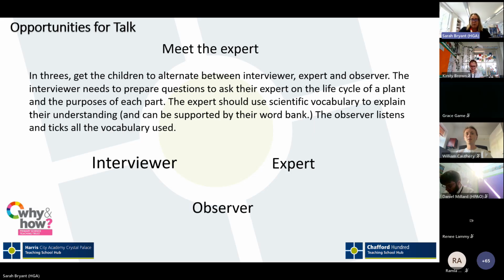So the observer, you might think, oh, well, that's an easy job, but actually it's active listening. Are they saying all the right bits in the correct manner? The expert had to become the expert on the subject in the first place, but the interviewer also has to know about the subject because they have to prepare the questions. And you can get the observer to prepare what vocabulary they're expecting to hear, so they're having to think in advance, and then swap them round.